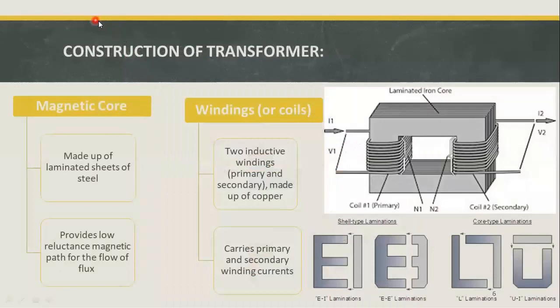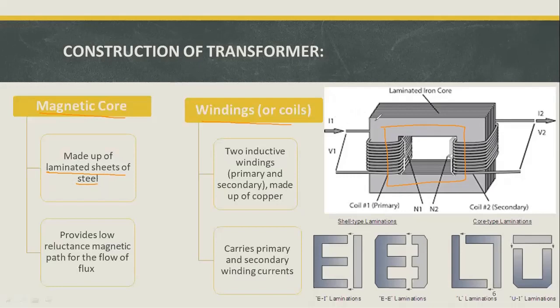Now let us start with the construction of the transformer. So we know that a transformer has two major parts in it. One is the magnetic core and the second one is the windings of the transformer, which are also called the coils of the transformer. So if we observe this solid part, this is the magnetic core. And this magnetic core is generally made up of laminated sheets of steel. We can also use iron, or we can use high grade silicon steel as a material to make this core.